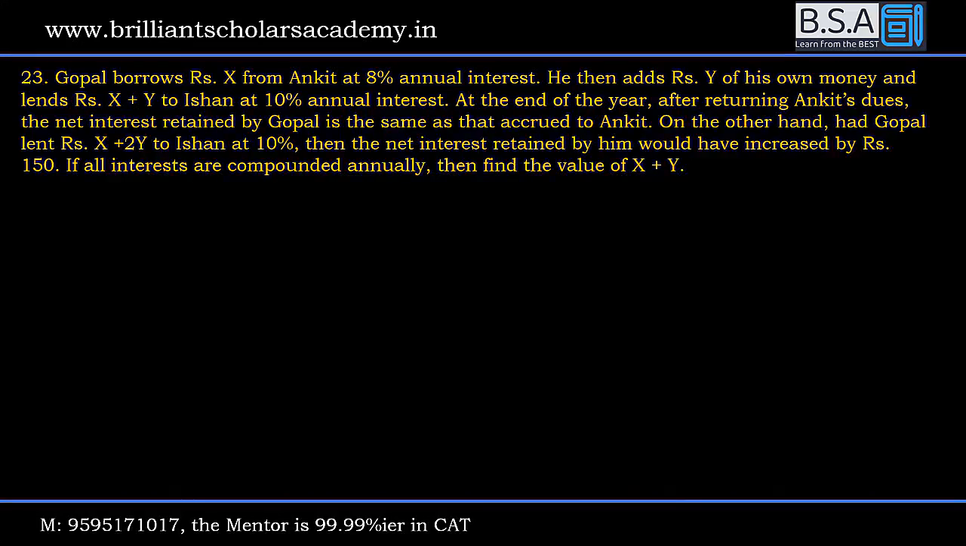So this sounds more like a variable-based question: X, Y, X plus Y, X plus 2Y. One thing that is good about this is everything is annual. Everything is about 1 year. So it makes no difference whether it is SI or CI, because it is about 1 year only. You don't have to worry about squares and cubes. For 1 year's time, SI and CI both behave the same.